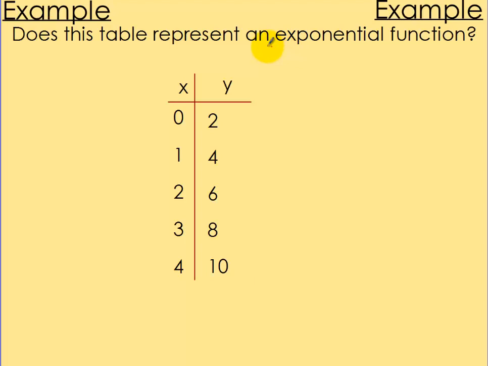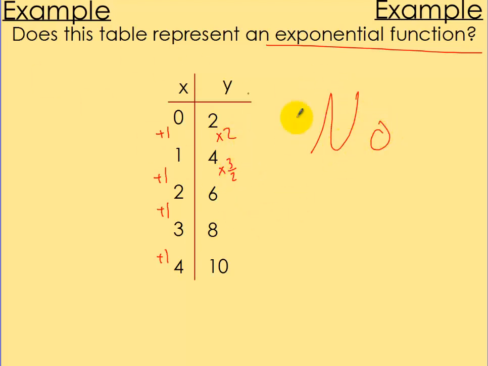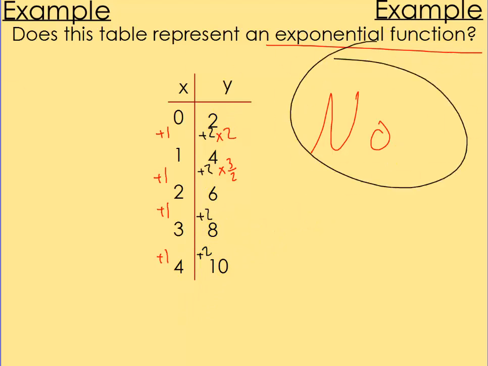Okay, does this table represent an exponential function? Every time you increase x by 1, and we're going up 1 every time, you have to multiply the y by the same common ratio. So 2 to 4, we're multiplying times 2, because 2 times 2 is 4. And 4 to 6, well, what's that multiplying by? That's actually multiplying by 3/2, or 1.5. That's a different common ratio here. So is this an exponential function? No. We are adding the same thing. It is going plus 2 every time, plus 2, plus 2. That makes it a linear function, not exponential. So the answer is no. That's it.